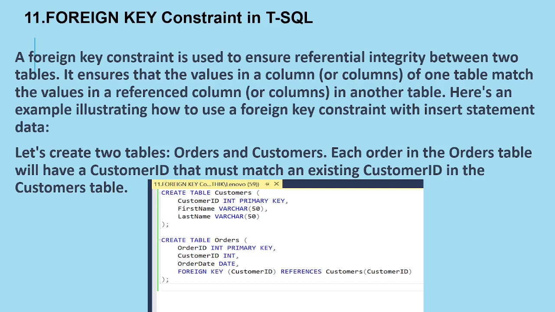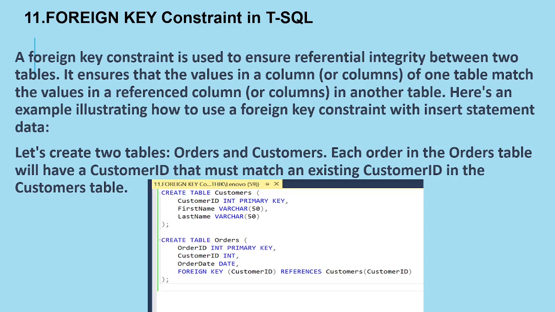In this session, we are going to discuss foreign key constraint in T-SQL or SQL. A foreign key constraint is used to ensure referential integrity between two tables. It ensures that the values in a column or columns of one table match the values in a referenced column or columns in another table.